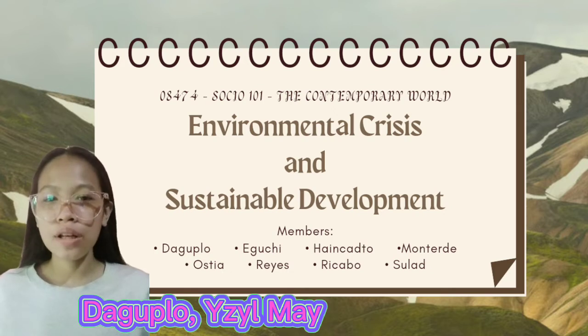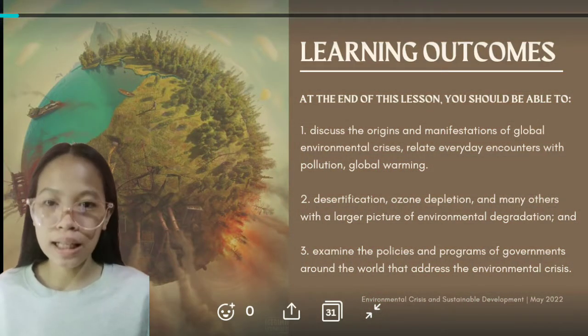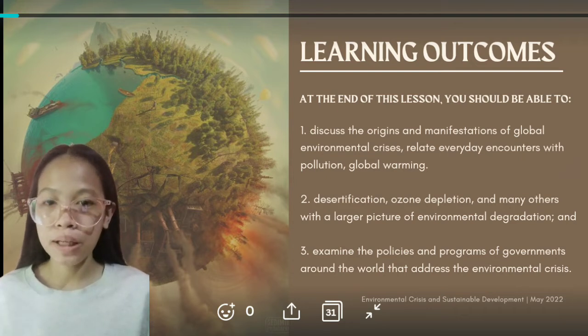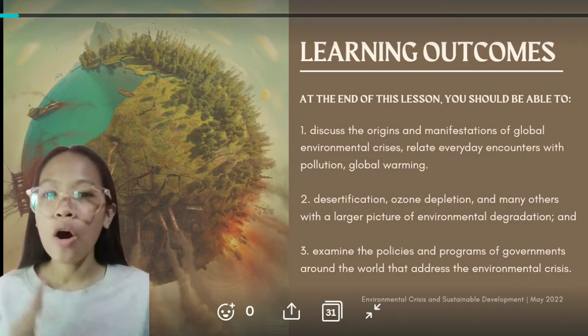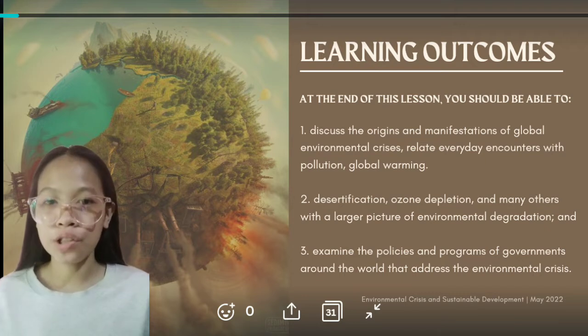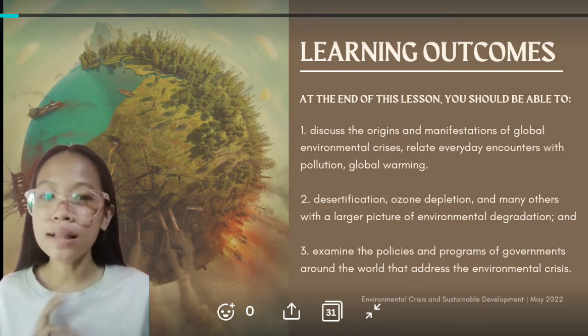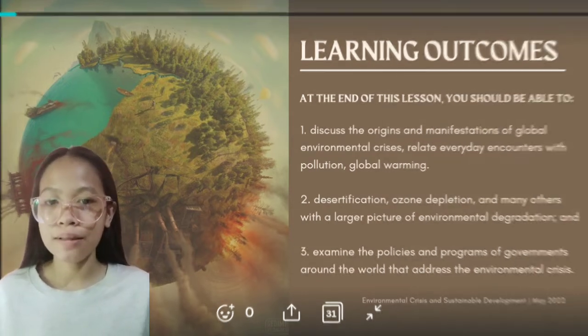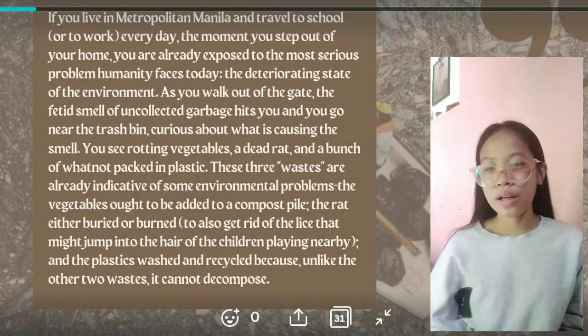So, our topic is about the environmental crisis and sustainable development. And here are the learning outcomes: at the end of this lesson, you should be able to, first, discuss the origins and manifestations of the global environmental crisis that relate everyday encounters with pollution and global warming. Number two is desertification, ozone depletion, and many others with a larger picture of environmental degradation. And the last, number three, is to examine the policies and programs of governments around the world that address the environmental crisis.